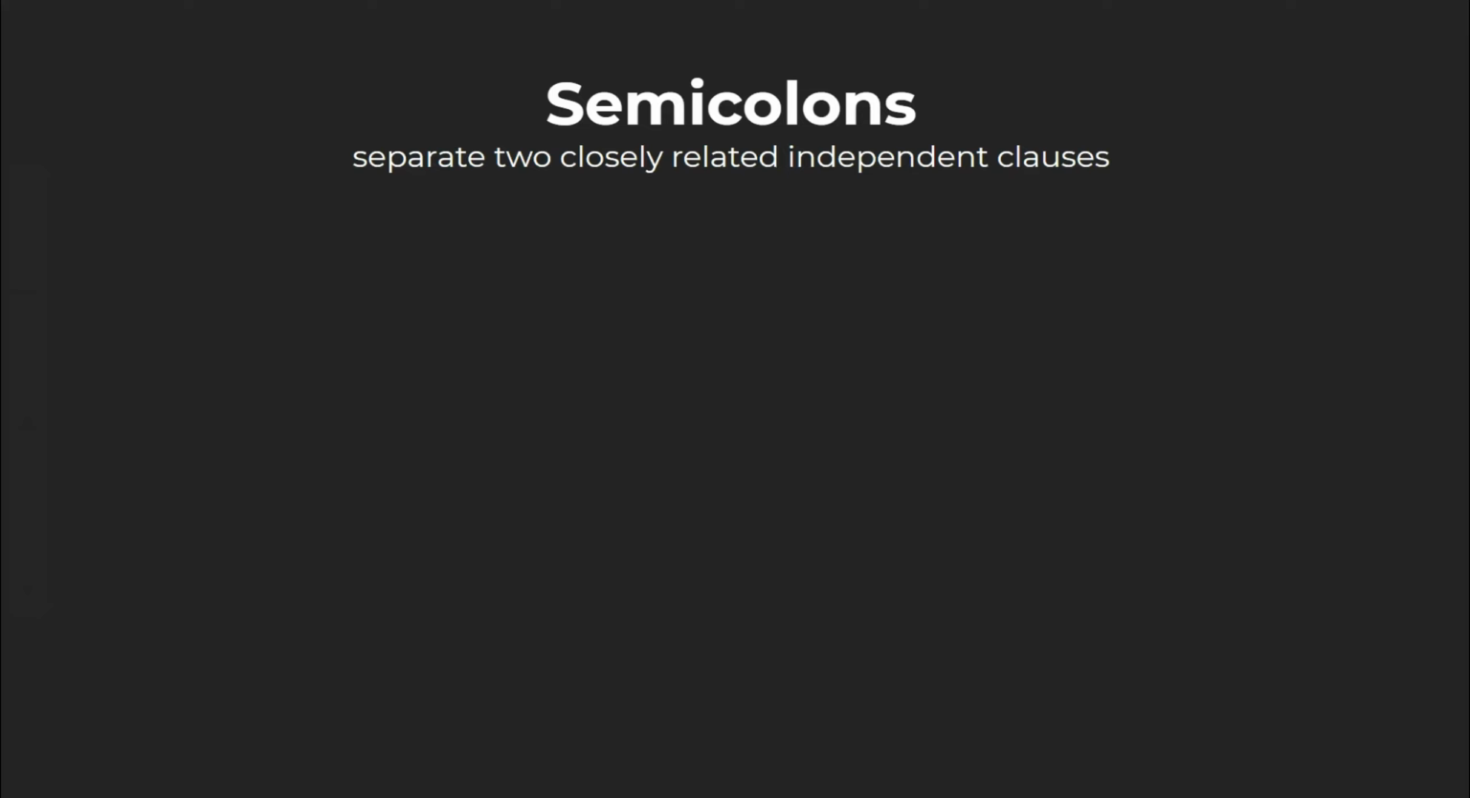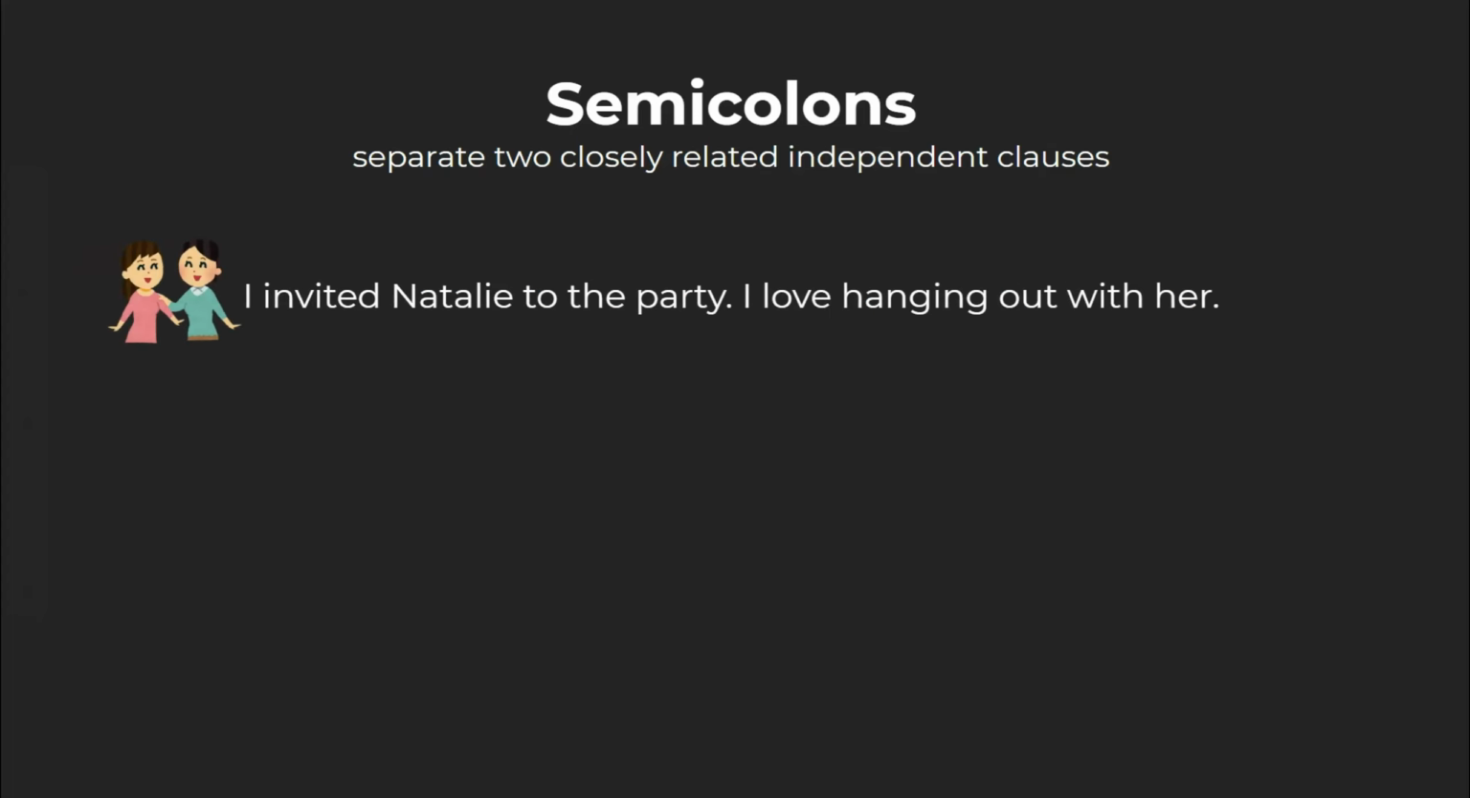Next, we have semicolons. A semicolon's main job is to separate 2 closely connected independent clauses. That is, 2 clauses that can stand on their own as complete sentences. Take, for example, these 2 clauses. I invited Natalie to the party. I love hanging out with her.